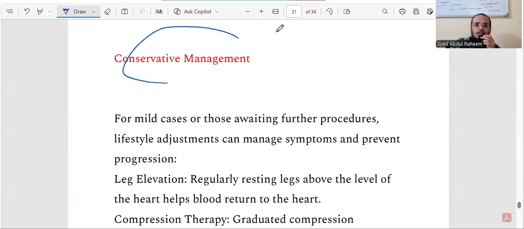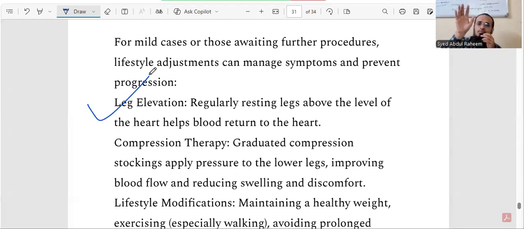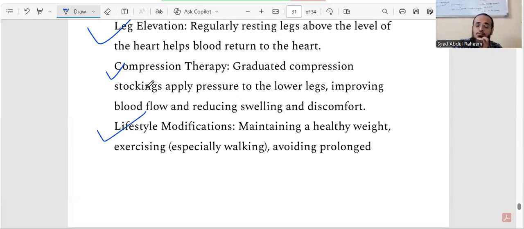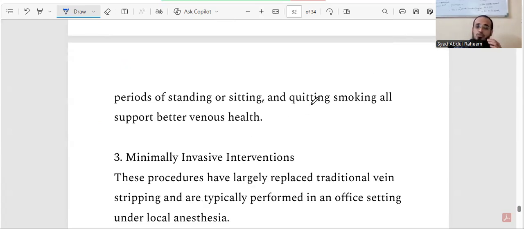So what are the conservative managements? Leg elevation is important. Always tell the patient to keep the whole leg elevated like this with the help of a pillow or any firm support. Nowadays compression therapy is there. Stockings are advised to give pressure to support the veins. Lifestyle modification is important. Advise them not to stand continuously or sit continuously. Take gaps of 5 to 10 minutes every 30 minutes or every 1 hour. Prolonged walking is not advisable. And advise them to quit smoking; anything which is not healthy, we have to advise the patient to quit.